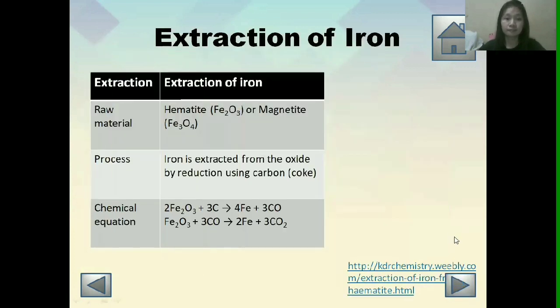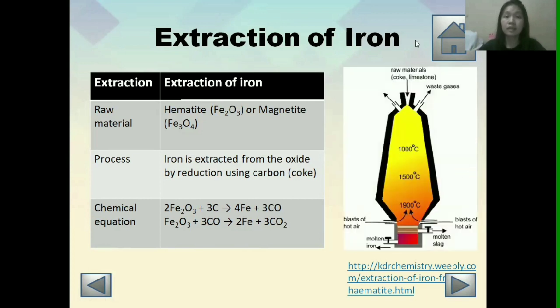For the extraction of iron, the raw material involved is hematite. In the process, the iron is extracted from the oxide by reduction using carbon, and these are the chemical equations involved in the extraction of iron. The extraction of iron can be done inside a huge container like this. This container we call a blast furnace.